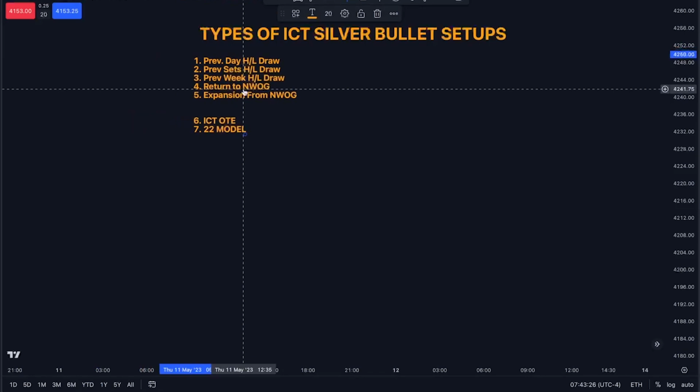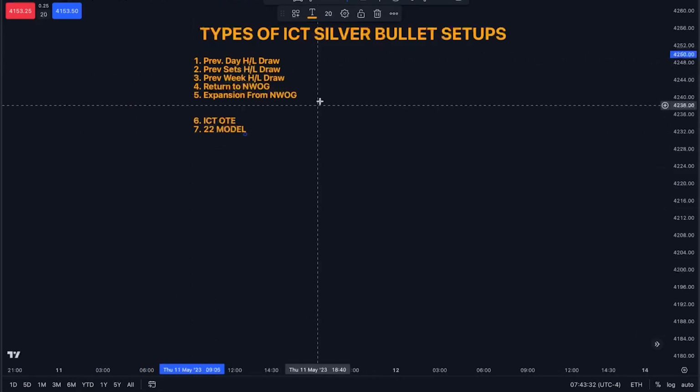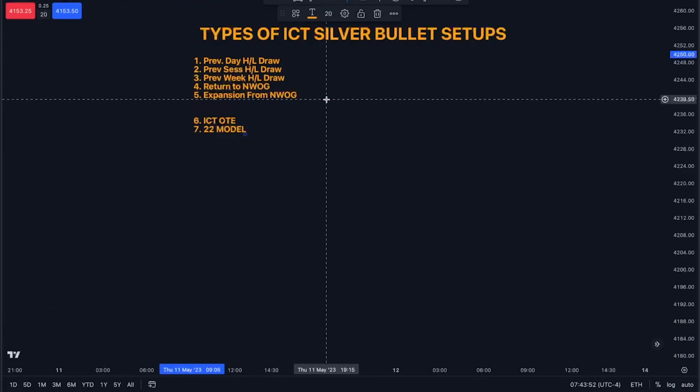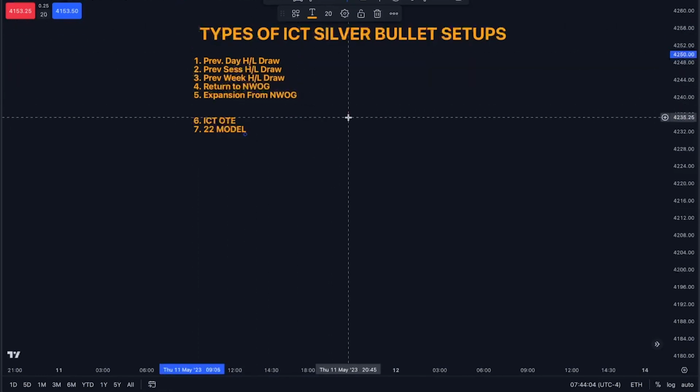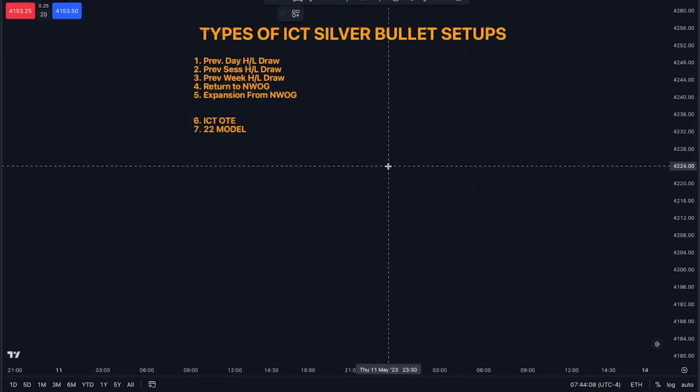So these are the types of silver bullet that ICT has explained. What you want to do is target these first 5 PD arrays: previous day high or low, previous session high or low, previous week high or low, new week opening gap, or expansion from new week opening gap. So these 5 things, remember those, please.